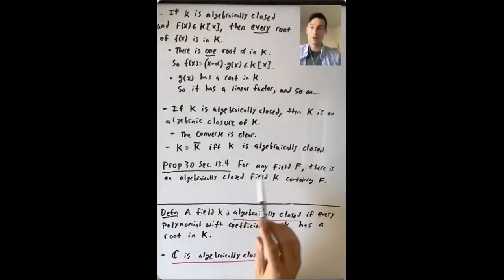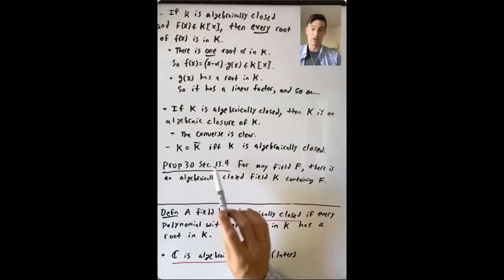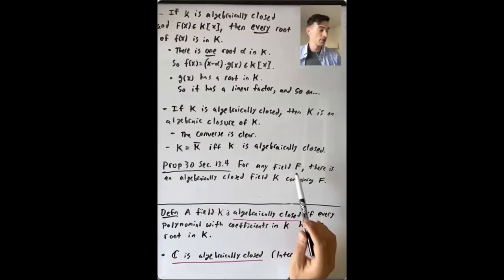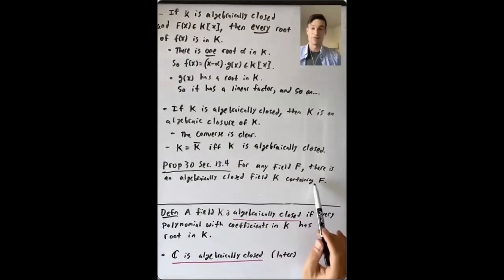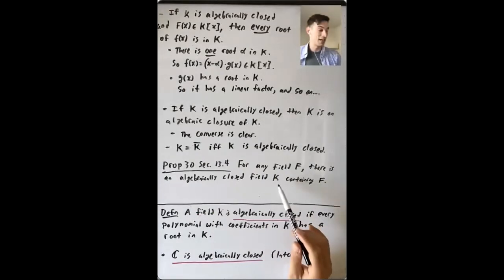The big thing that we're going to prove in the next lecture involving algebraic closures is that algebraic closures exist. This is not at all clear, that such a field exists. We're going to prove Proposition 30 in Section 13.4, which says that for any field F, there is an algebraically closed field K containing F, that there is an extension of F that is algebraically closed. So we will prove that next time.